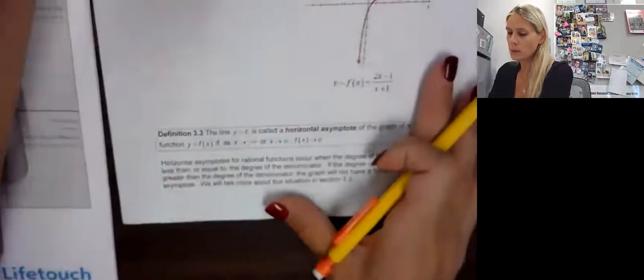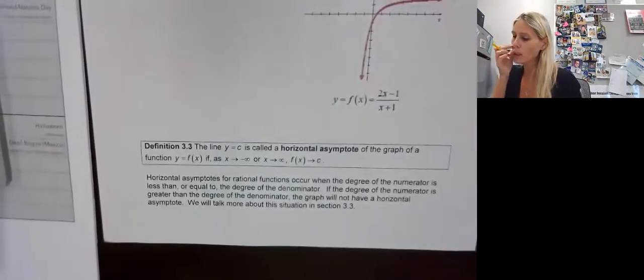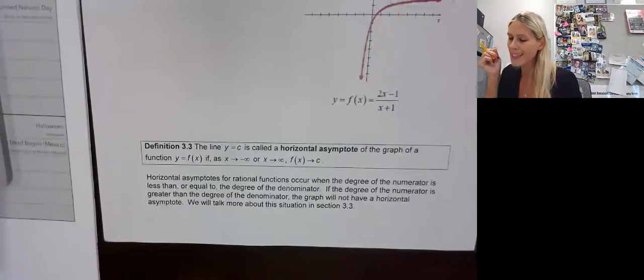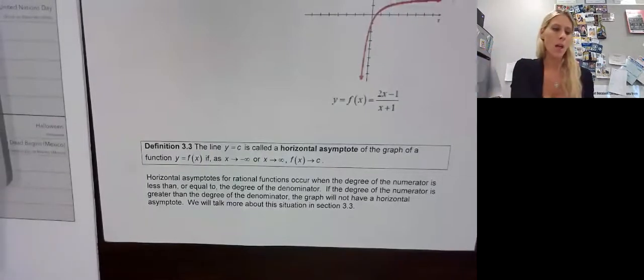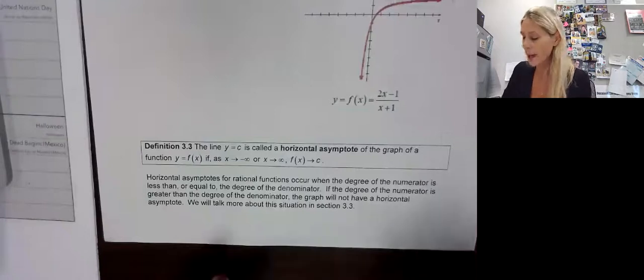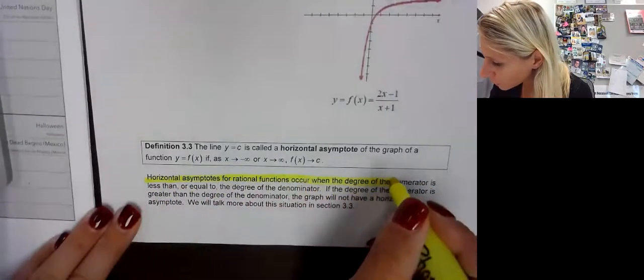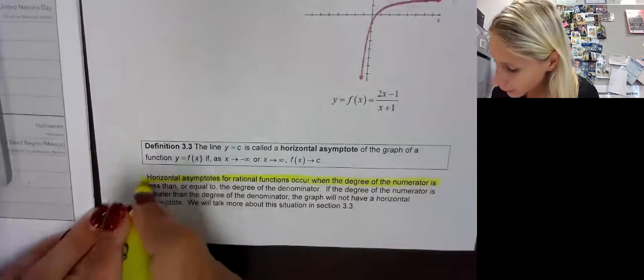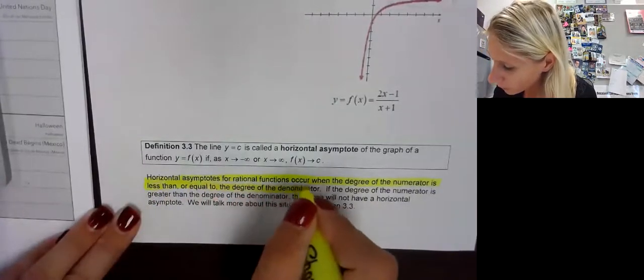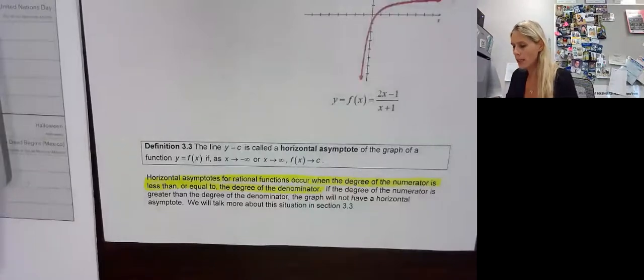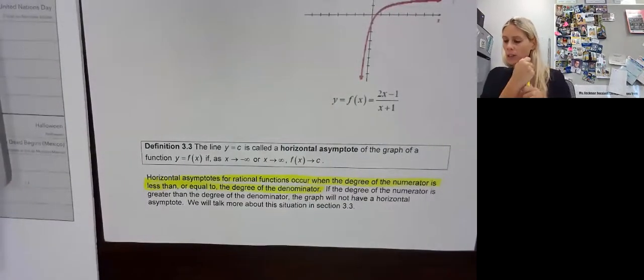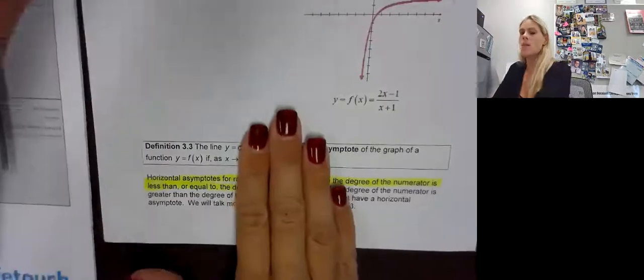Horizontal asymptotes for a rational function occur when the degree of the numerator is less than or equal to the degree of the denominator. So I'm going to highlight that. If the degree of the numerator is greater than the degree of the denominator, the graph will not have a horizontal asymptote. Okay, but we're going to talk about that more later.